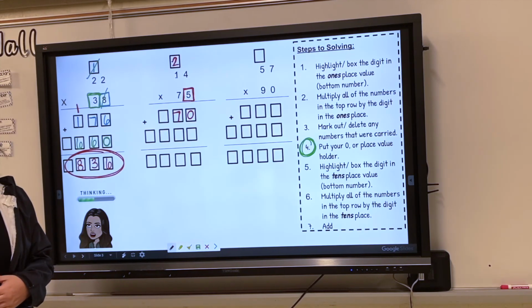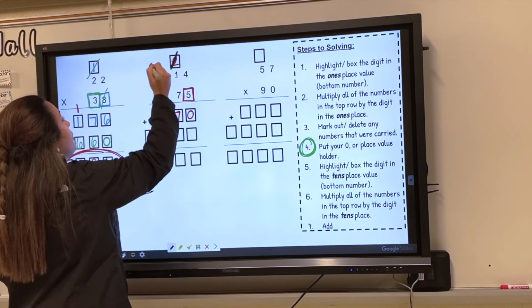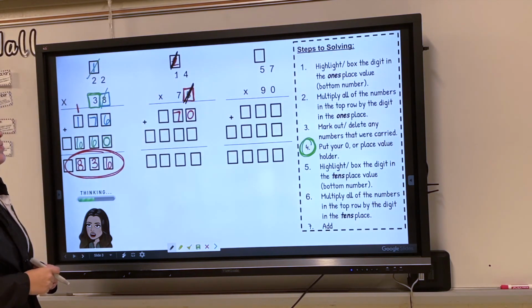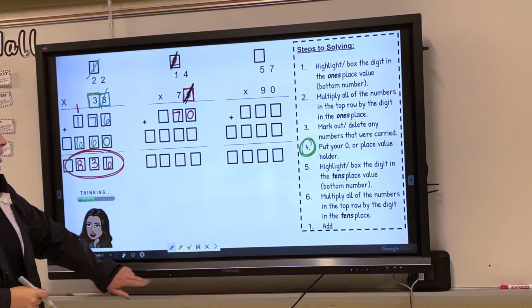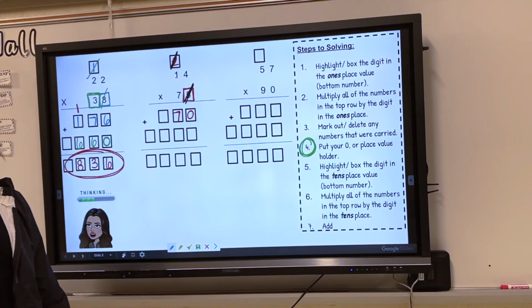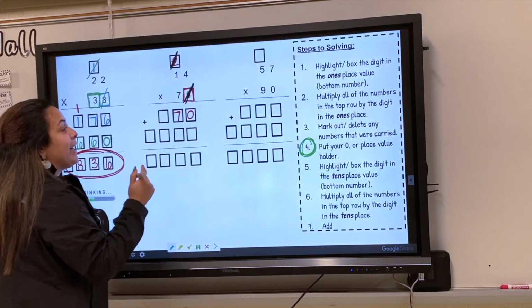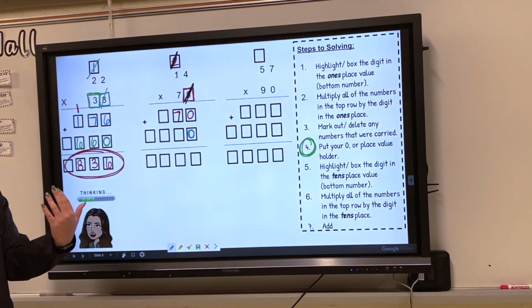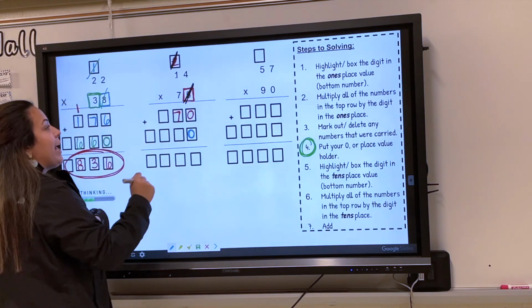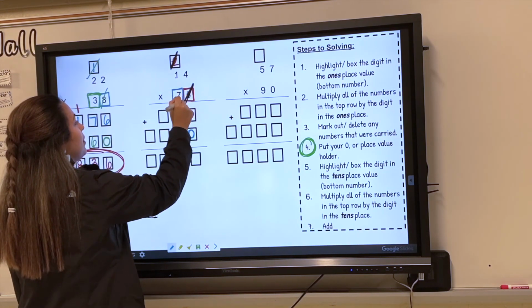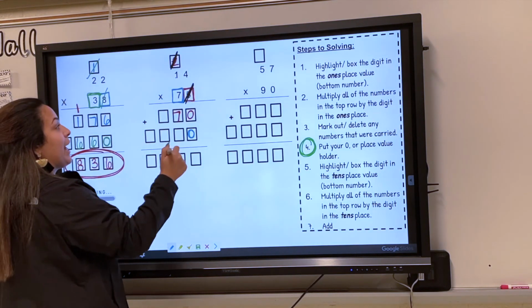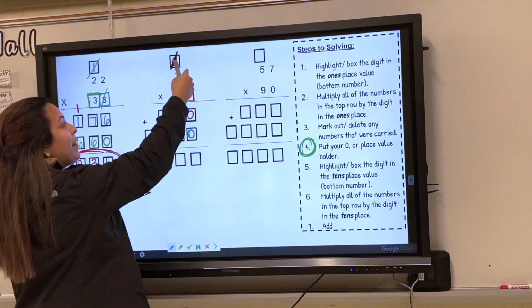Now I'm going to mark out the numbers I don't need anymore. I don't need this 2, and I also don't want to accidentally use that 5 again, so I'm also going to mark it out there. Next, I need to do step 4, which, remember what I said, is really important. So I need to put my 0 in the ones place to show that I am now moving on to the tens place value. So now I'm going to box my 7 and multiply 14 by 7. Make sure you always want to do 7 by the number in the ones place.